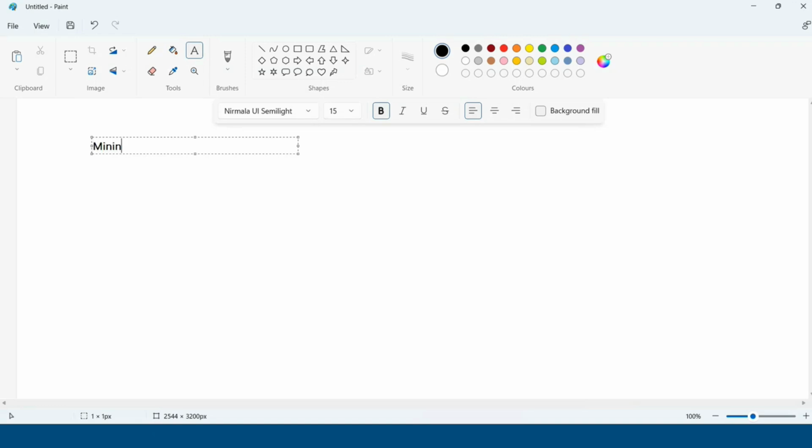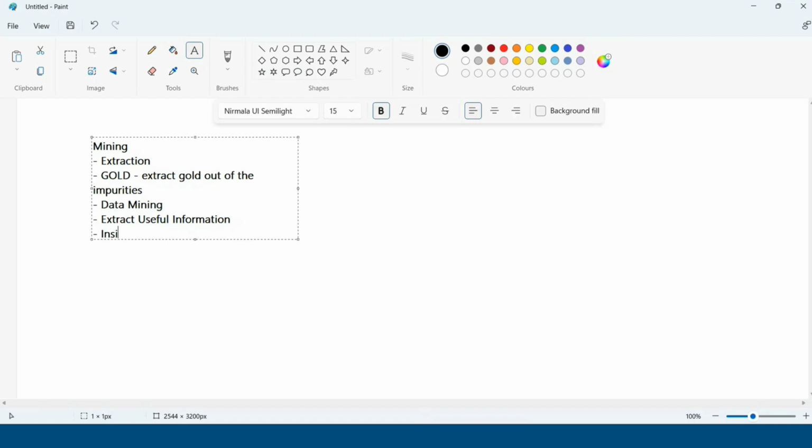So mining is an activity of extraction. Now, what do you want to extract? If it is a gold mine, then you need to extract gold, right? Extract gold out of the impurities. That is the thing you have to do. But in case of data mining, what do you have to extract? You have to extract useful information, which we also call insights. So data gives insight, and that insight we need to identify.